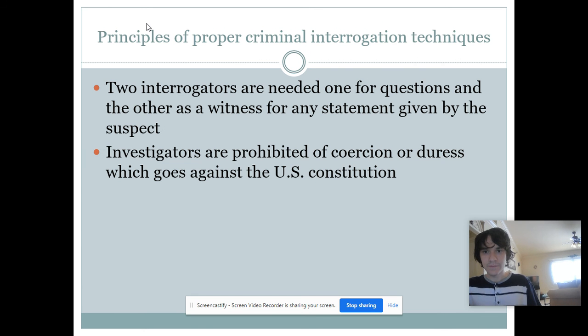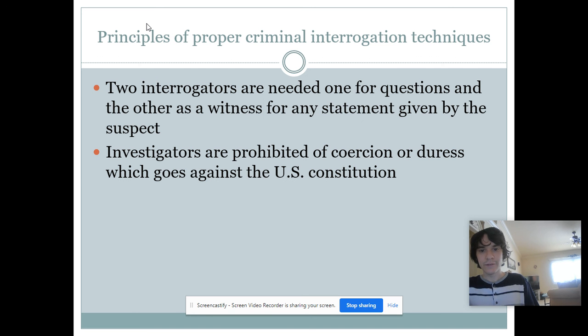Alright. The next topic is the principles of proper criminal interrogation techniques. One thing to know is there needs to be two interrogators during an interrogation. One for questioning the suspect themselves, and the other as a witness for any statement given by said suspect.